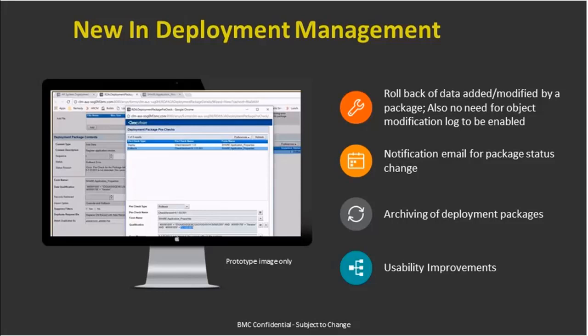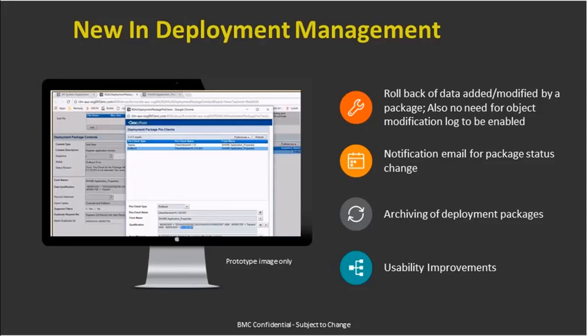So for package status update, when a new package is being built or deployed or rolled back, you don't have to wait on the console to check the progress of it, but you can set an email notification which will notify when the package operation is successful or if there is any failure.